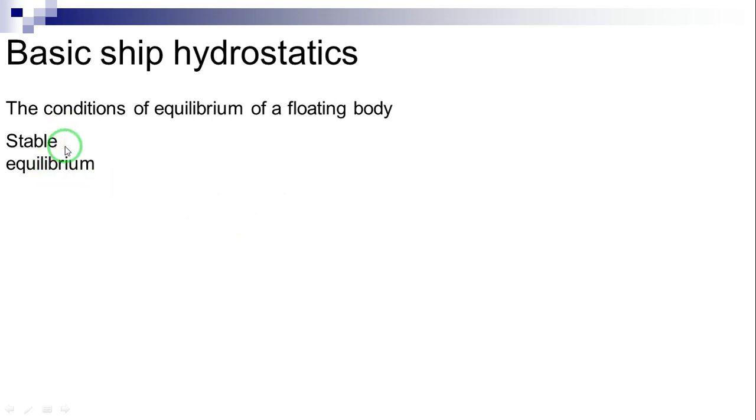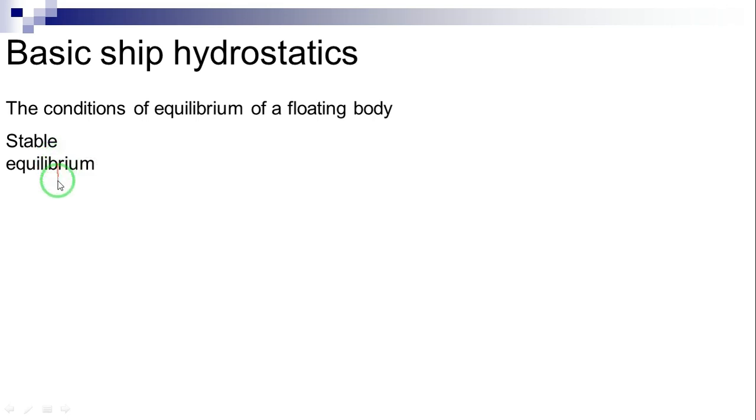Stable equilibrium. If the floating body initially at equilibrium is disturbed by an external moment, there will be a change in its angular attitude. If upon removal of the external moment, the body returns to its original position, it is said to have been in stable equilibrium and to have positive stability.